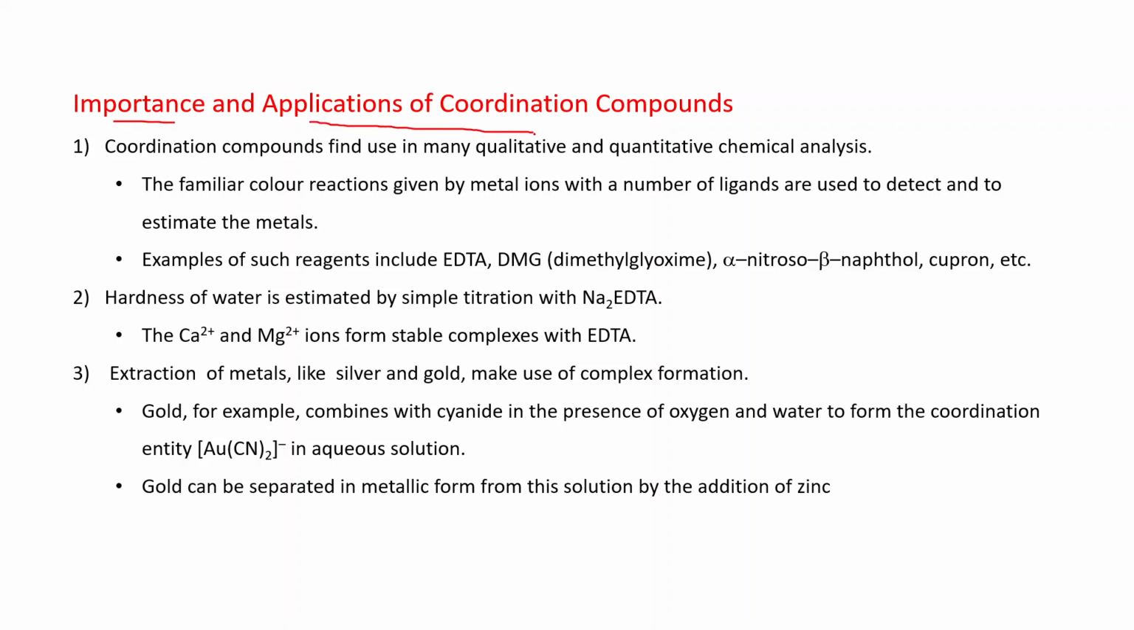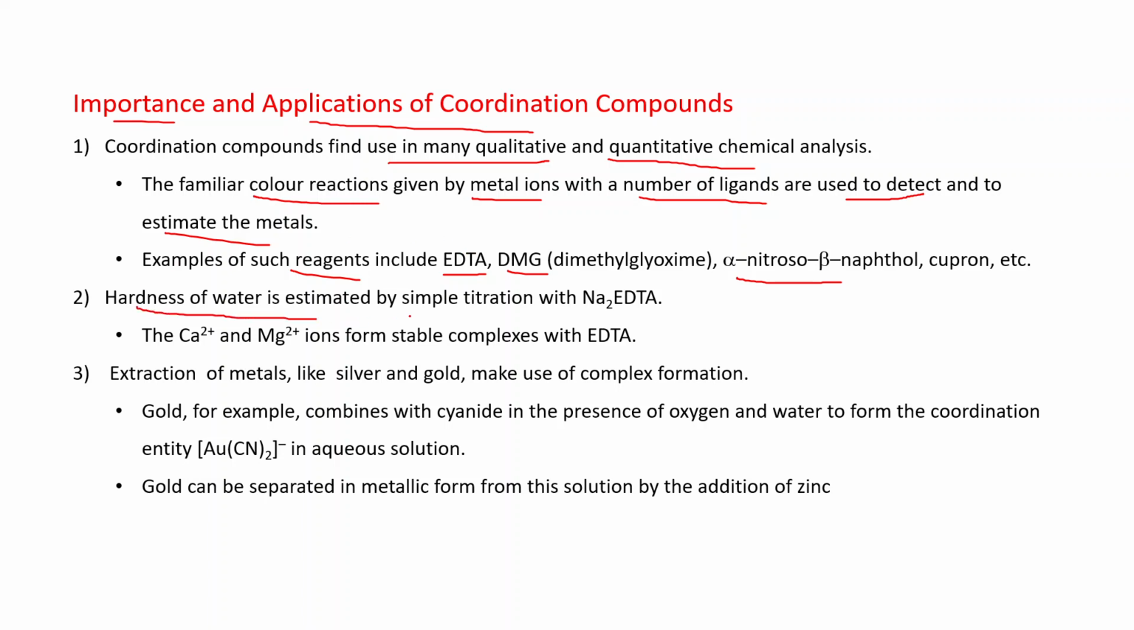Importance and applications of coordination compounds. Coordination compounds find use in many qualitative and quantitative chemical analyses. The familiar color reactions given by metal ions with a number of ligands are used to detect and to estimate the metals. Examples of such reagents include EDTA, DMG (dimethylglyoxime), alpha-nitroso-beta-naphthol, cupron, etc. Actually, these reagents react with the metal ions and produce some colored complexes, and from that color we can identify the metal atom or metal ions.